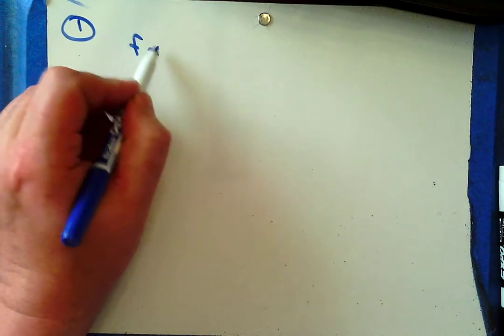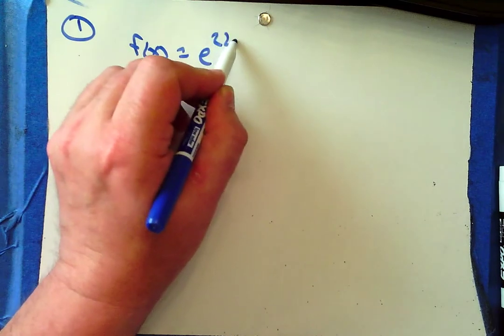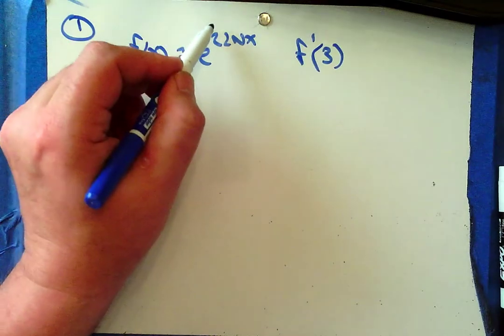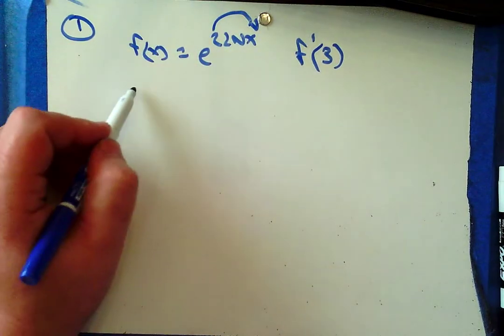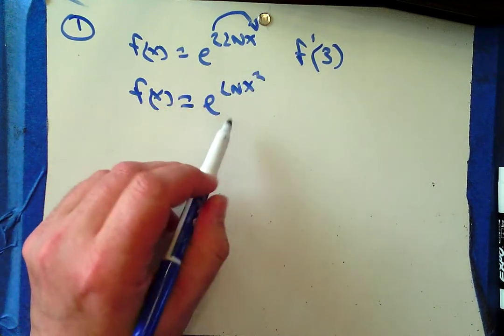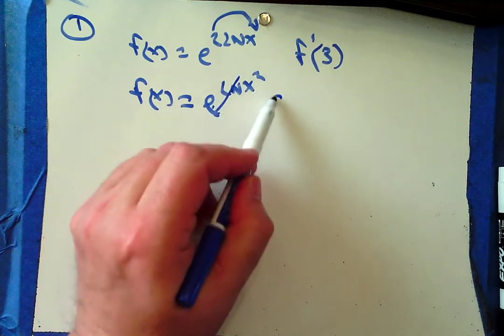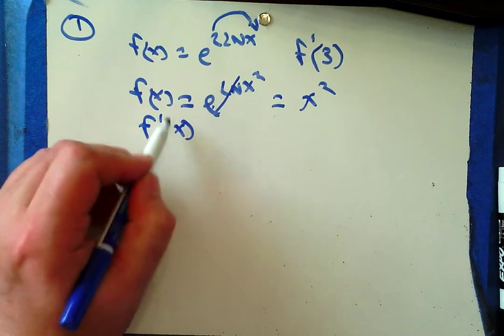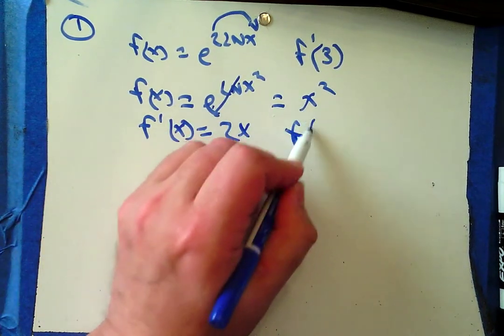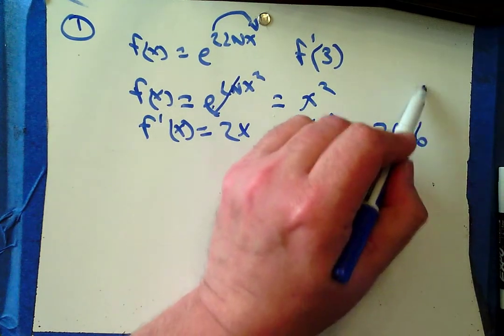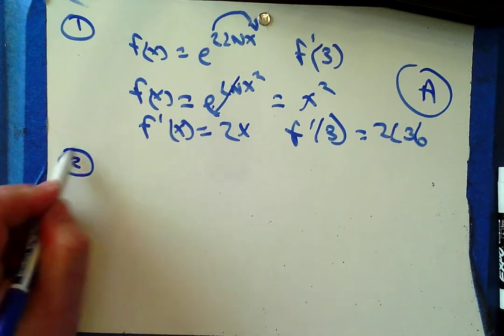Number 1 says if f of x equals e to the 2 ln of x, then f prime of 3. Well, using my log properties, I kick this back up here, and I get that f of x equals e to the ln of x squared. And e to the ln, they cancel each other, and so we just have x squared as f of x. So f prime of x is 2x, and therefore f prime of 3 equals 2 times 3, or 6, and that corresponds to choice A.